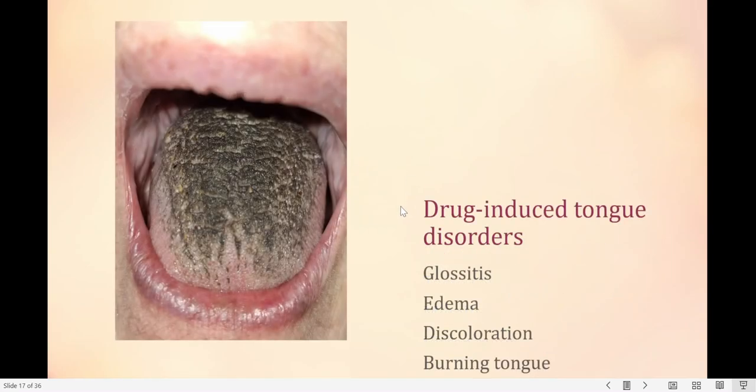The tongue also can be affected by drugs, causing certain problems, like, for example, glossitis, edema, discoloration, and burning tongue. For example, here in this patient who takes iron supplements in the form of syrup, constantly taking this syrup, therefore she developed a black hairy tongue.